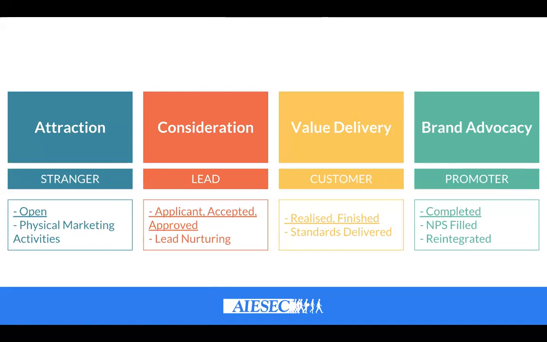But first, we have our customer flow, which describes what actually happens for the customer to go through the ISIC experience. We have different phases for that: the attraction phase, the consideration phase, the value delivery, and the brand efficacy phases. For the attraction phase, this is when they are a stranger, they have not had any interaction or have had some interaction with ISIC. They're deciding to make a purchase.